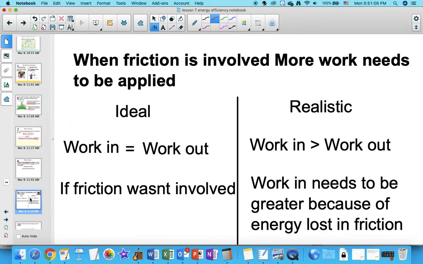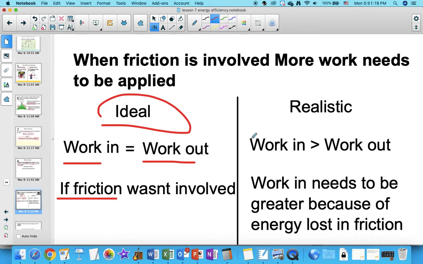So when friction is involved, more work needs to be applied. When we talked about work in equaling work out, that's ideal. That's if there was no friction. But because there is friction, you need to do a little bit more work to move the object. Work in needs to be a little bit bigger to make up for a loss in energy because of friction.